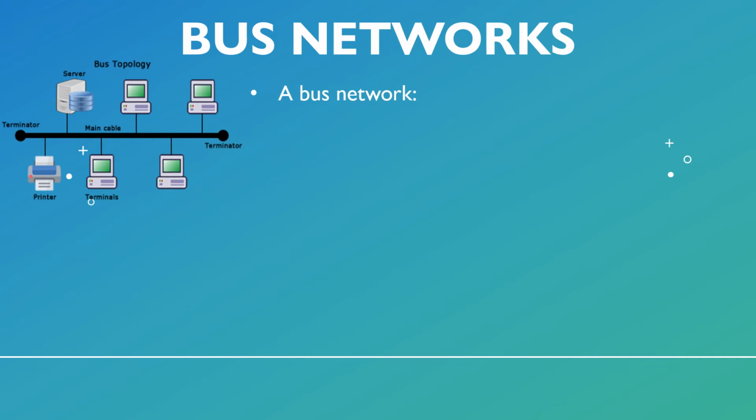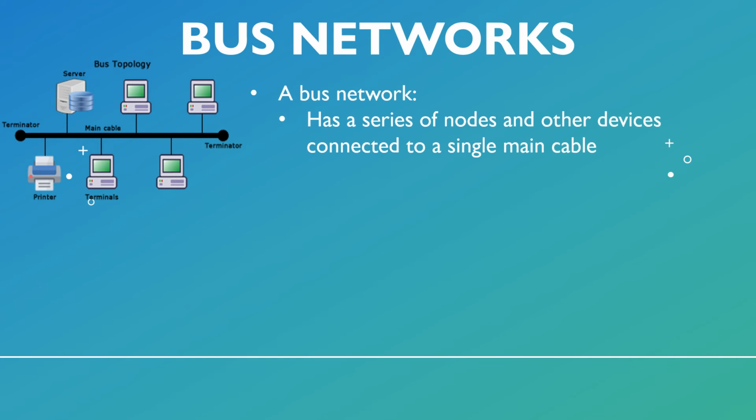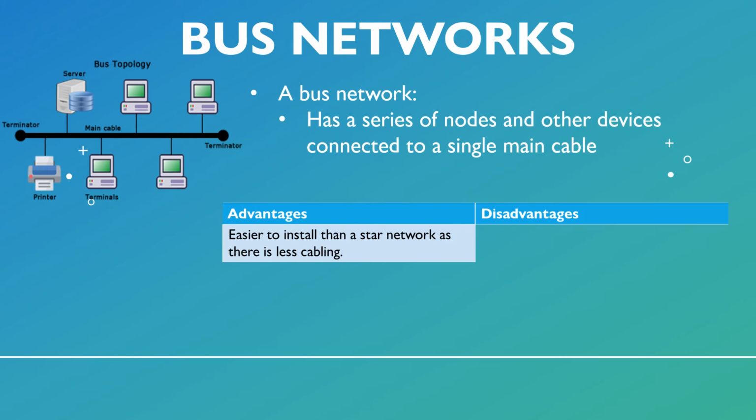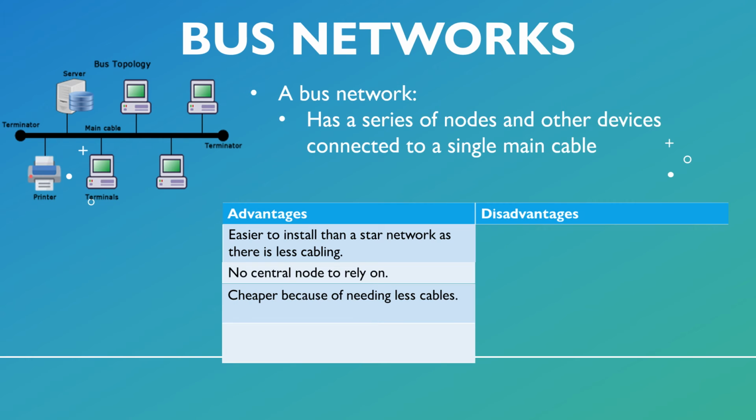A bus network, on the other hand, has a series of nodes and other devices connected to a single main cable. It will still have the same sort of devices: several terminals, a file server, and possibly some peripheral devices like printers. A bus network requires less cabling and is easier to install than a star network. There's no central node to rely on with a bus network, and because it uses less cabling and doesn't require a central node, it's cheaper.